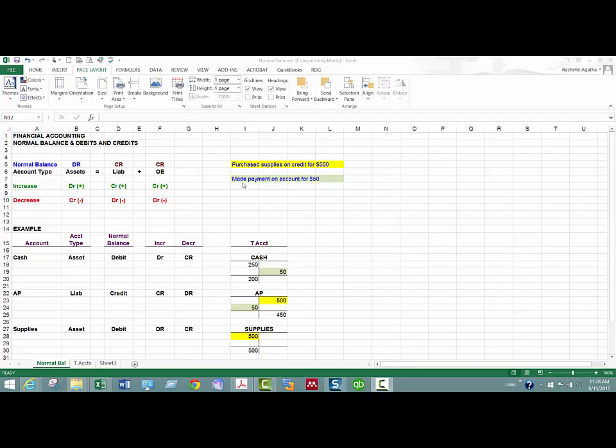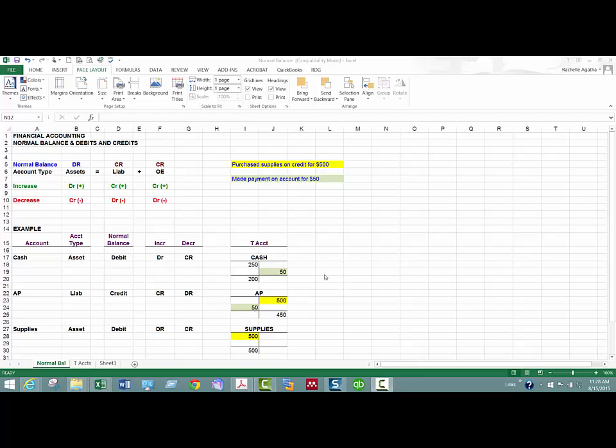And then the second transaction, let's say you made a payment on your account for $50. So you're going to decrease your cash. You started with $250 of a debit. Cash is an asset. So you decrease your cash by crediting. Notice it's a credit, decrease is an asset. And then you decrease your accounts payable because you paid your debt down by $50. So accounts payable is a liability. And if you decrease a liability, you're debiting it and you're going to reduce it.